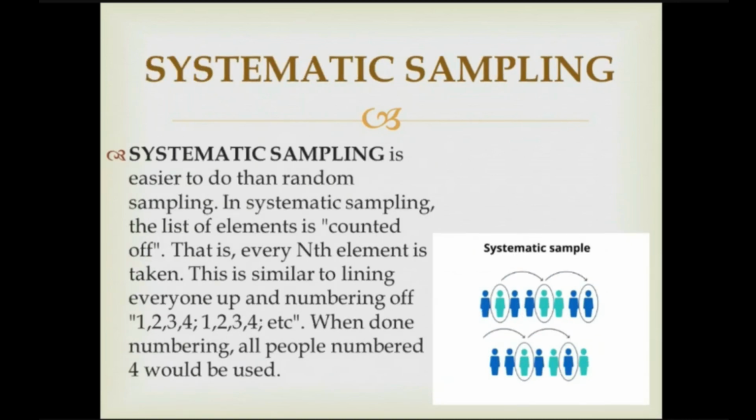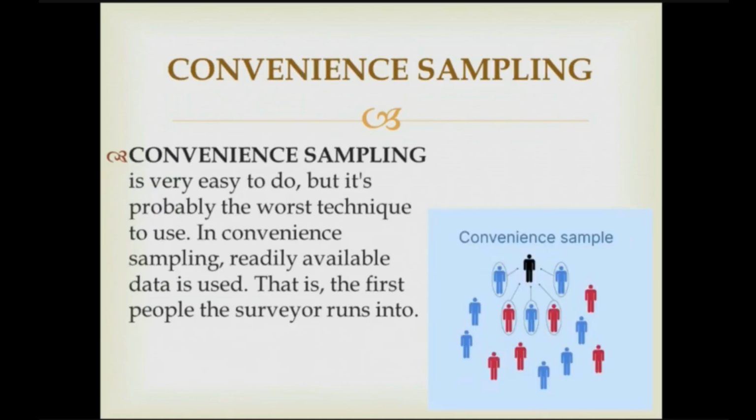Systematic sampling. Systematic sampling is easier to do than random sampling. In systematic sampling, the list of elements is counted off. That is, every nth element is taken. This is similar to lining everyone up and numbering off, like 1, 2, 3, 4 or 1, 2, 3, 4, etc. When done numbering, all people numbered 4 would be used.